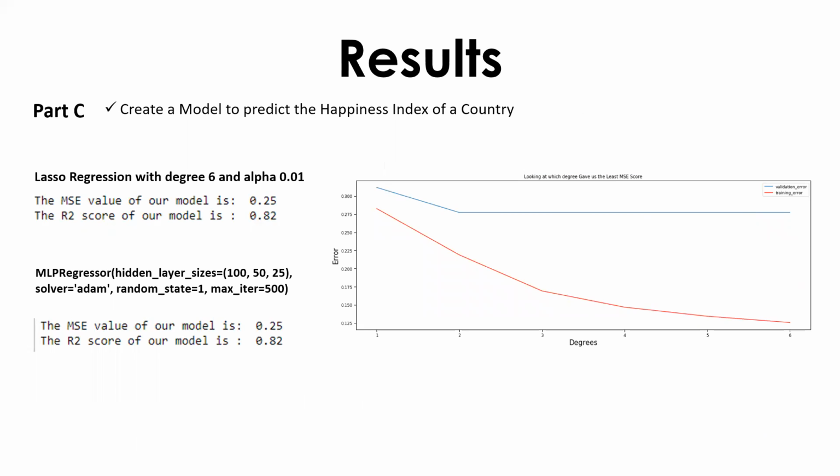And then we made a model to predict the happiness index of a country. We tried out different models for this, like linear regression, KNN, lasso, ridge, etc. Lasso with polynomial features turned out to be the best model for this, as it gave an R2 score of 0.82, which is a pretty good score.